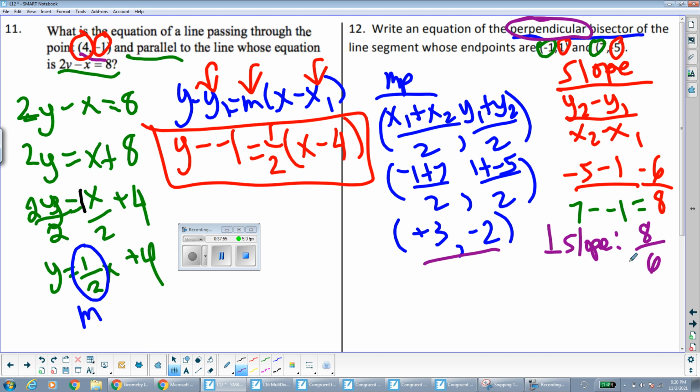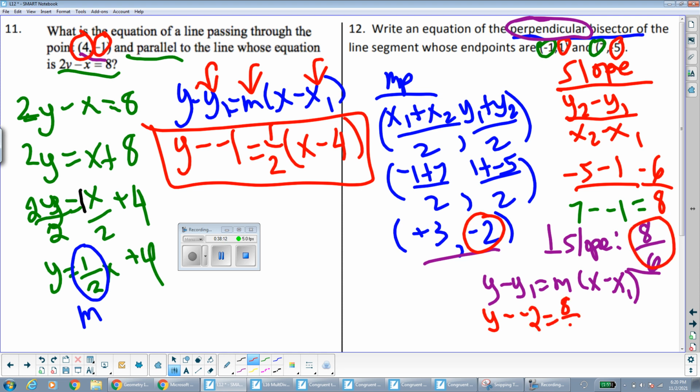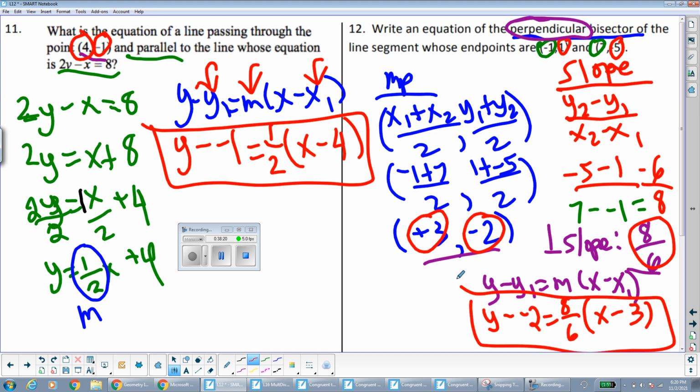Now we have our point and we have our slope. All we need to do is plug into point slope form to write the equation of our line, just like we did in the previous example. So our y coordinate of the point that we're using is -2. Our slope is 8 over 6. And our x coordinate is 3. And there we go. You don't even have to solve for y. All done.